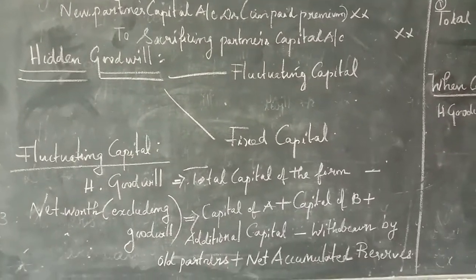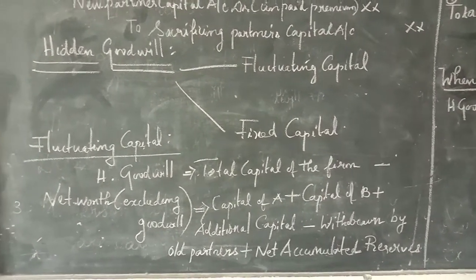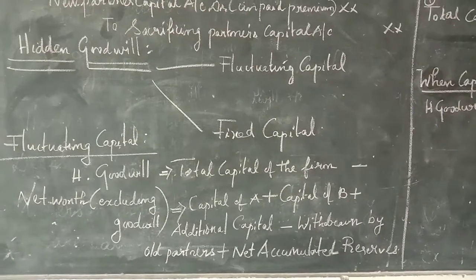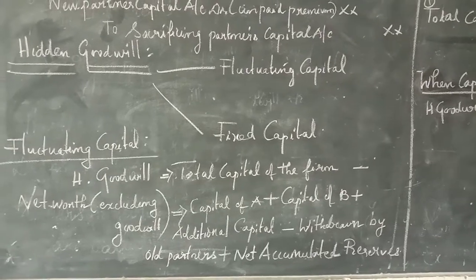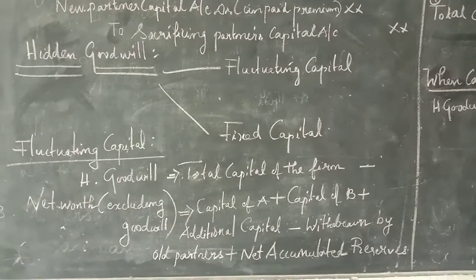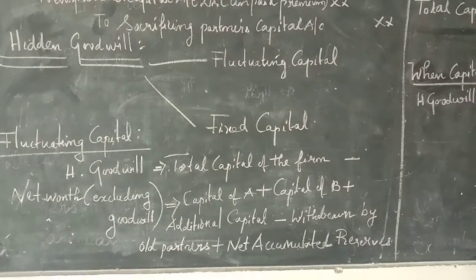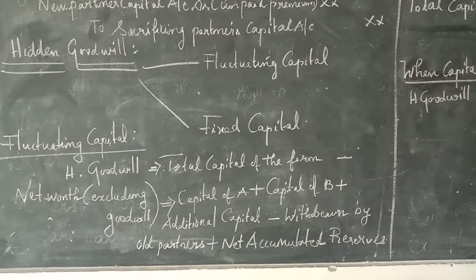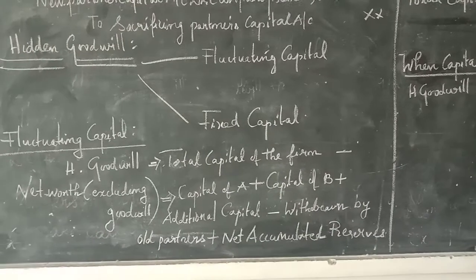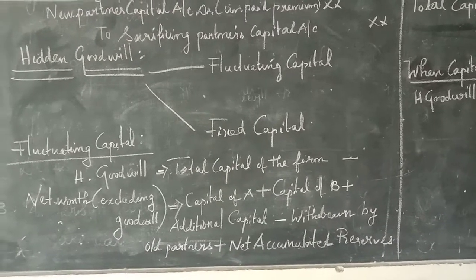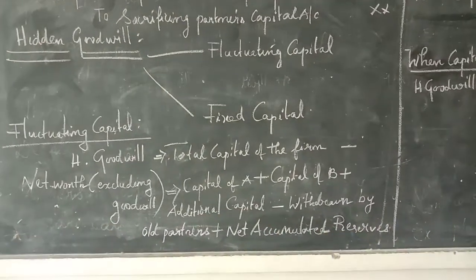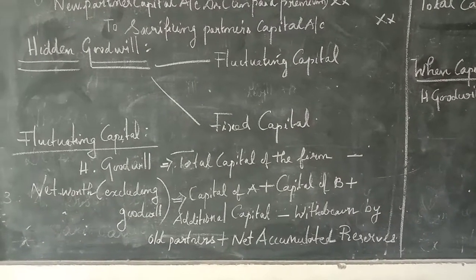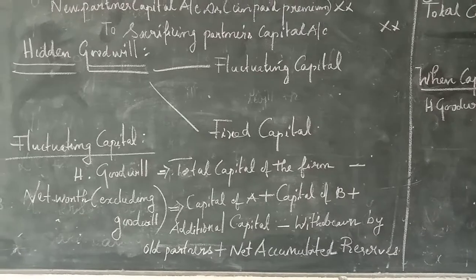So see the next treatment, that is hidden goodwill. Hidden goodwill means the amount of goodwill will not be given in the sum. We have to find that amount of goodwill, so it is called hidden goodwill. In hidden goodwill treatment, there are two types: when the capitals are fluctuating, how to find the amount of goodwill, and when the capitals are fixed, how to find the amount of goodwill.